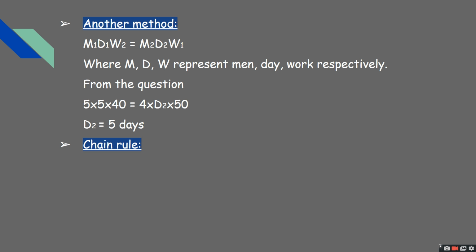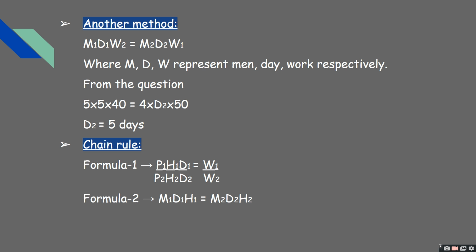The above formula is based on the chain rule. In chain rule, there are two formulas. The first formula is P1 H1 D1 by P2 H2 D2 equals W1 by W2. Here, P represents person, D represents days, H represents hours, W represents work. The second formula is M1 D1 H1 equals M2 D2 H2. Here M represents men, D represents days, H represents hours.